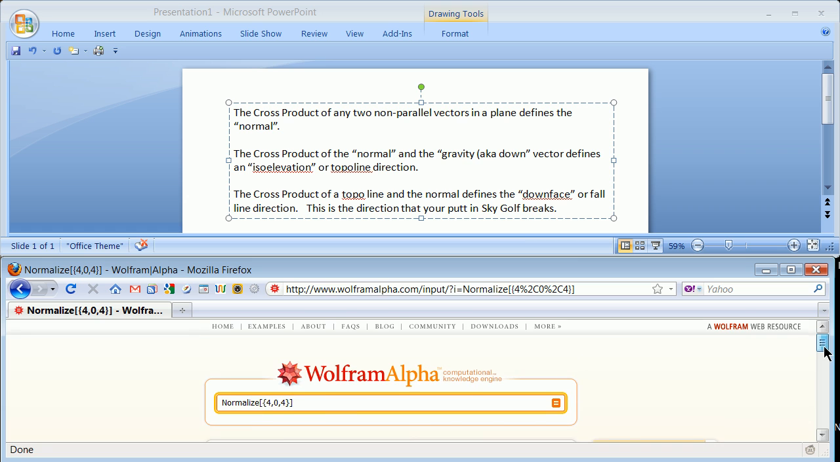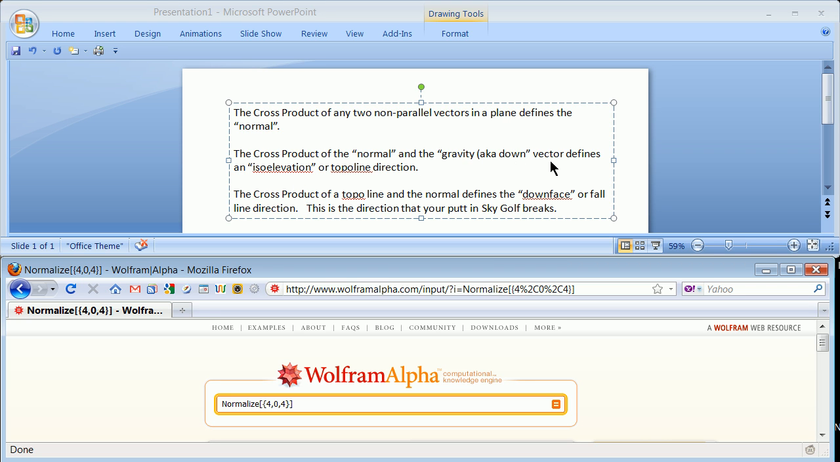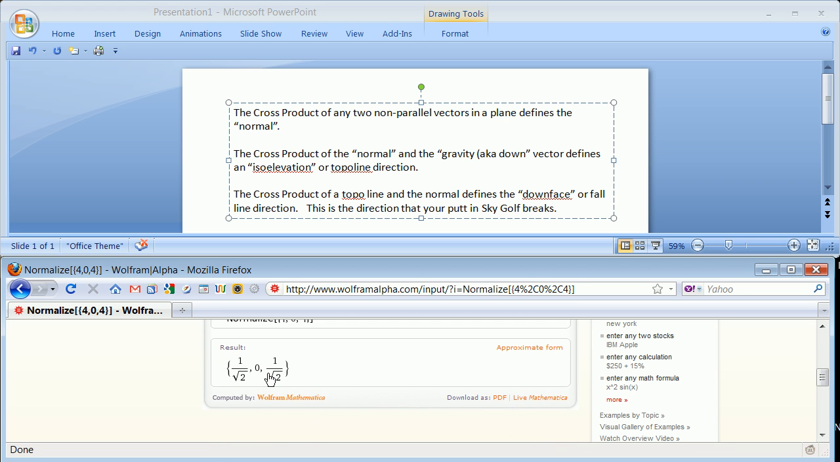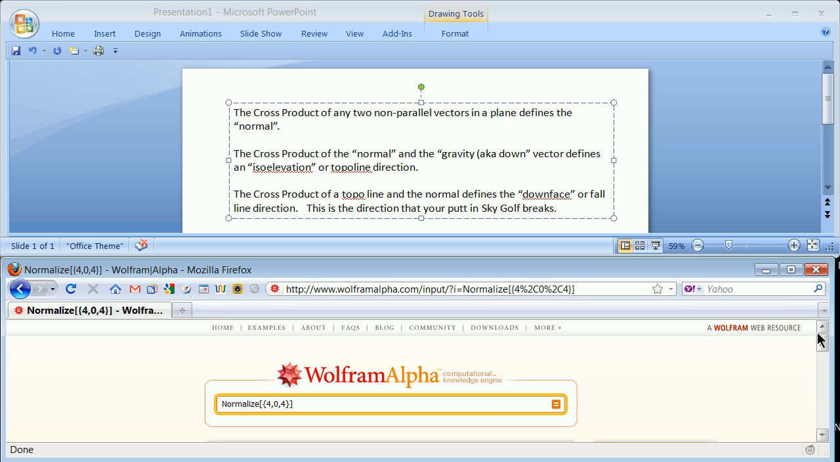So, remember again, the cross product of any two non-parallel vectors in a plane defines the normal. The cross product of the normal and the gravity, aka the down vector, defines the topo line direction. And then the cross product of the topo line and the normal defines down face. And it could sometimes be up face. It will be negative in the z if it's down face, won't it? So this is going to be up face when you look at it. The reverse is going to be down face if you're thinking about going down elevation. If you're not playing, of course, sky golf, it might go up.